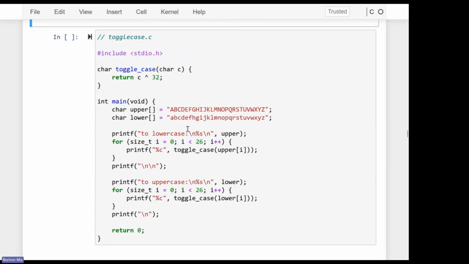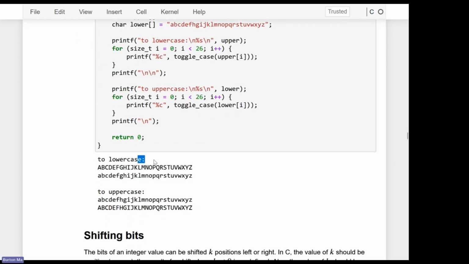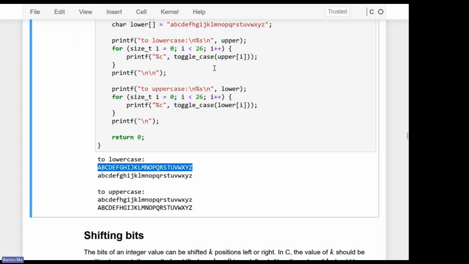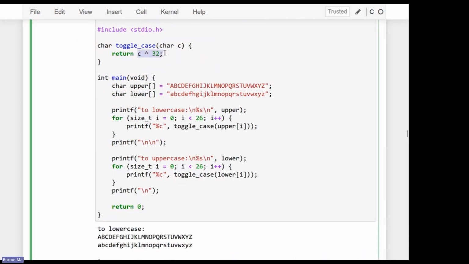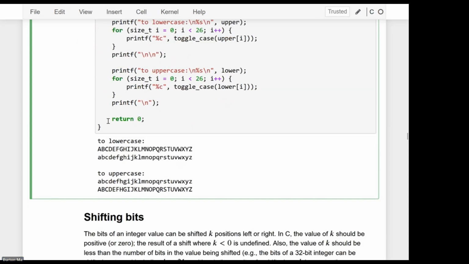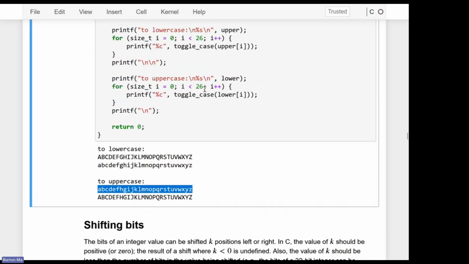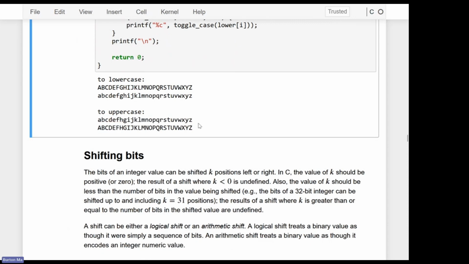So using the same alphabet example, I can now toggle back and forth between uppercase and lowercase. Instead of using OR to switch from uppercase to lowercase, I can go either way. Starting with all uppercase letters, if I compute the XOR with 32, that goes to lowercase. Starting with the lowercase letters, if I compute the XOR with 32, that goes to uppercase.